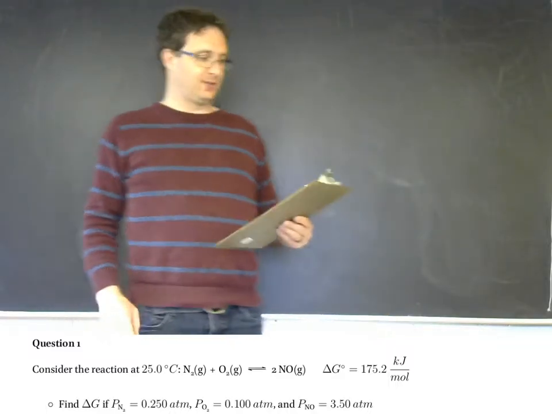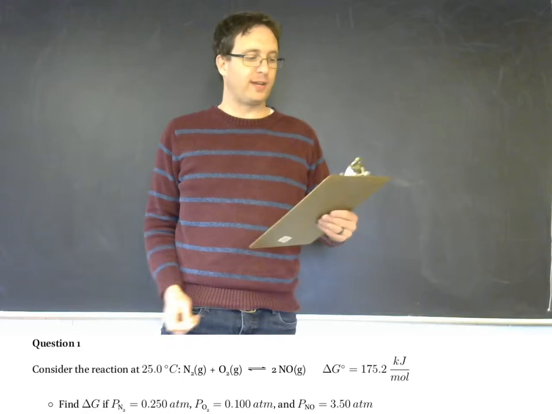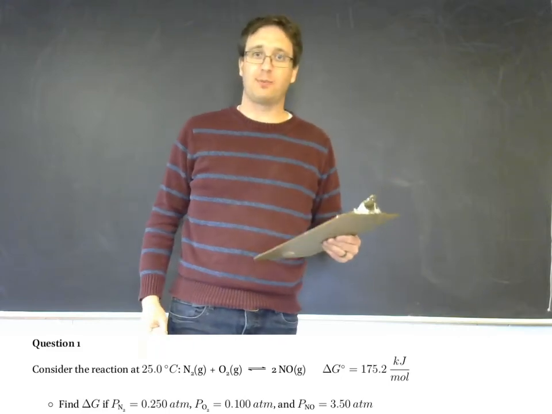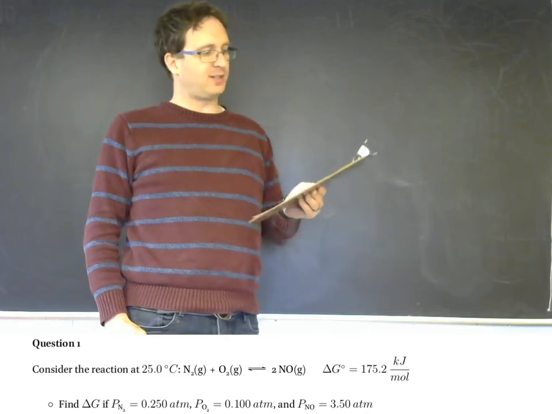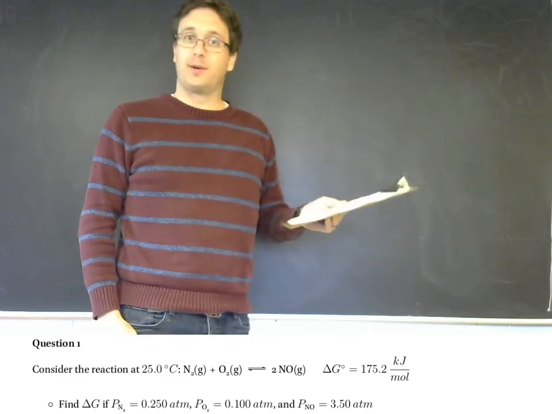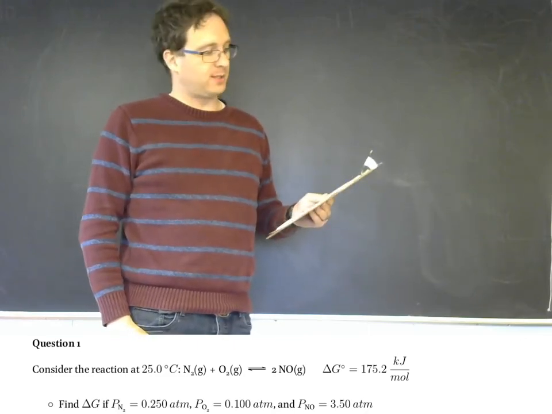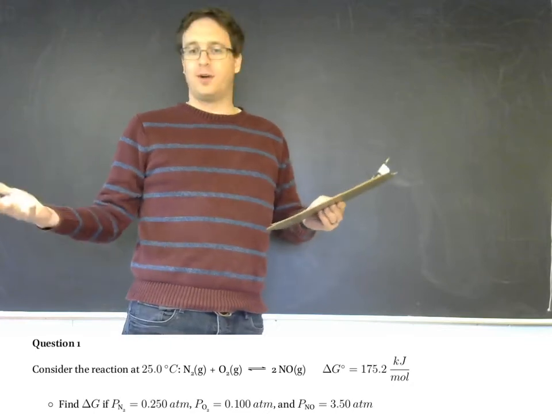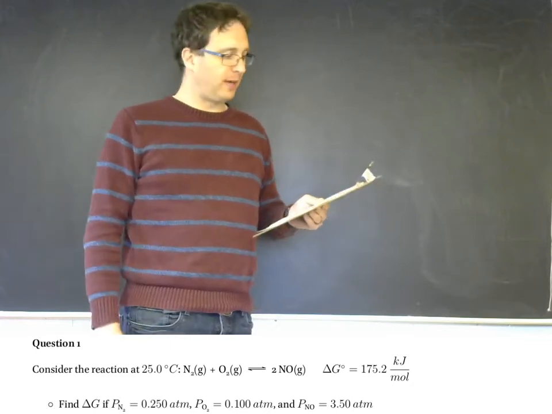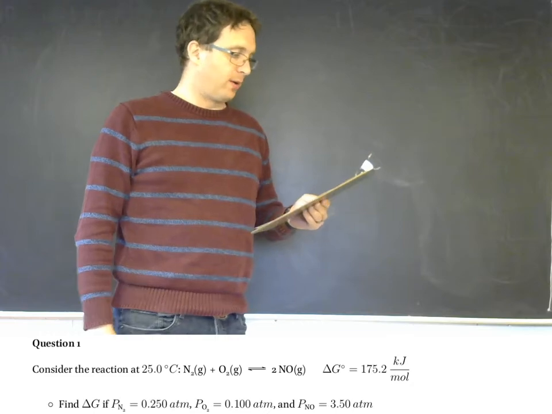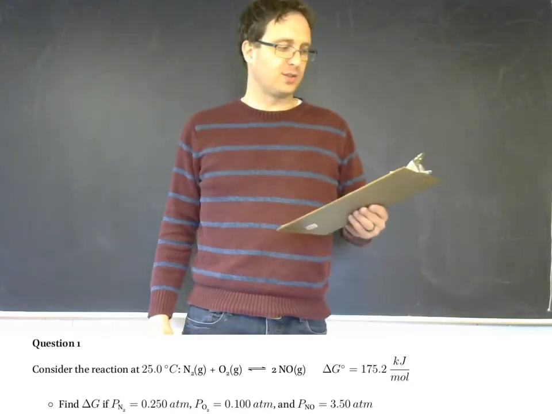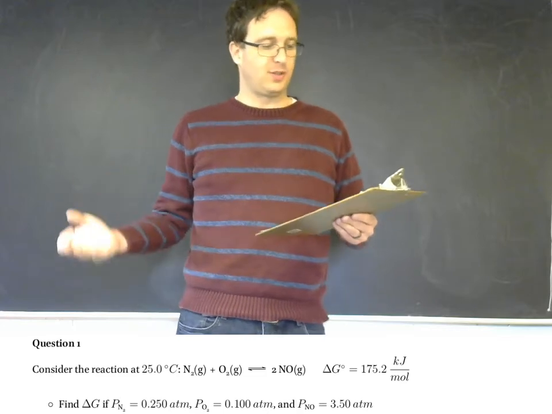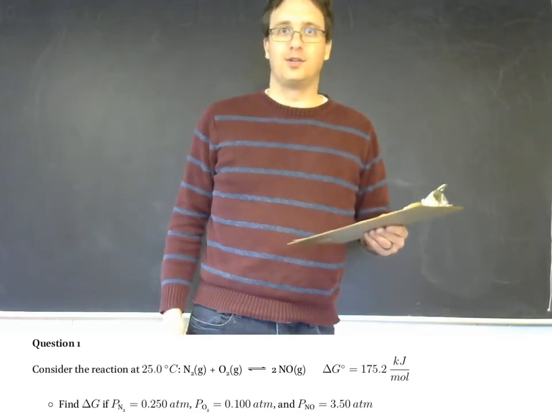Okay, so let's look at quiz 18.3, Gibbs energy and equilibrium. Here we have a reaction: nitrogen plus oxygen in equilibrium with nitrogen monoxide. We're given a value of the standard Gibbs energy of reaction, and we're meant to find the Gibbs energy under non-standard conditions, with pressures given for nitrogen, oxygen, and nitrogen monoxide.